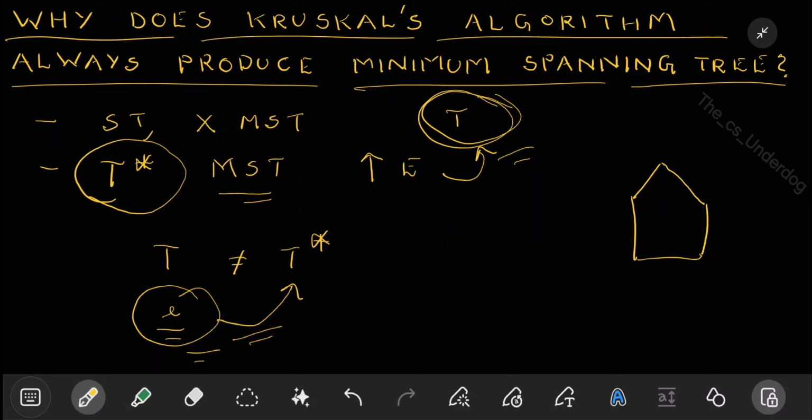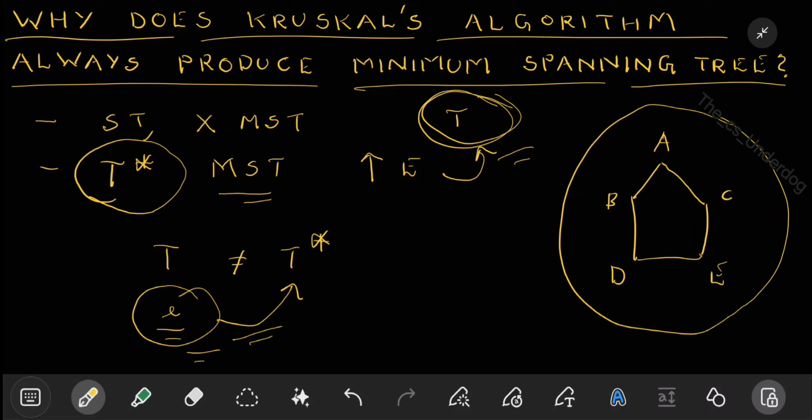I'm just taking that part which is forming a cycle. So let us say A, B, C, D, E. And here I have an edge called E, and this edge is newly added into T star. So I'm just assuming that this is the portion of T star which is forming a cycle. I'm drawing this just for illustration purpose. Actual T star can be whatever.